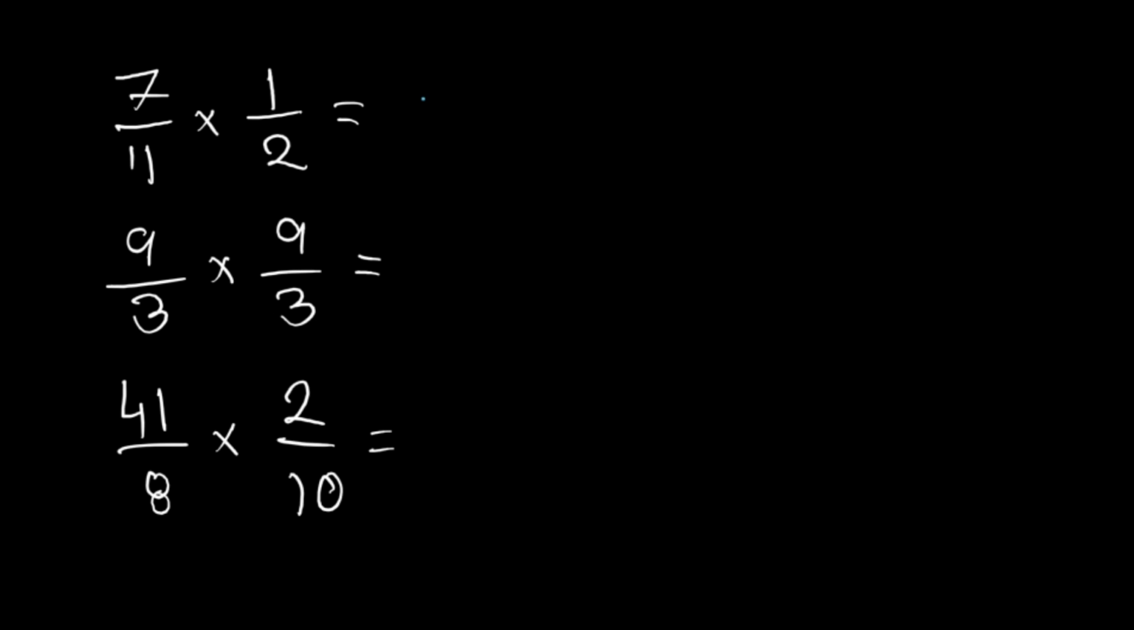7 over 11 times half. You multiply the numerators. So 7 times 1, and then 11 over 2. You multiply the denominators, which will give you 7 over 22. You cannot simplify, so you leave it like that.